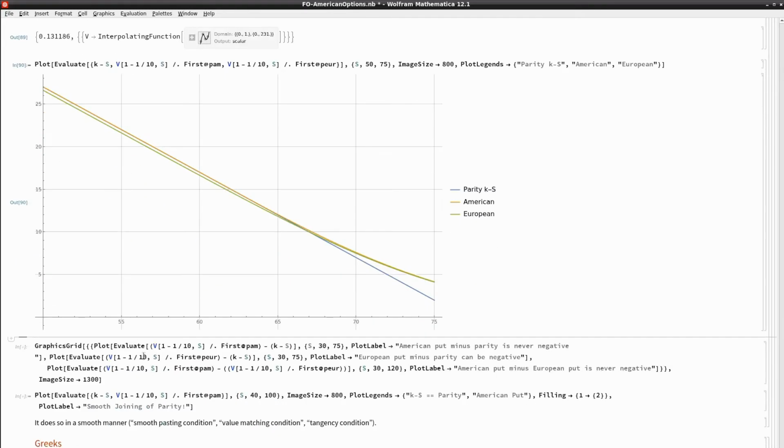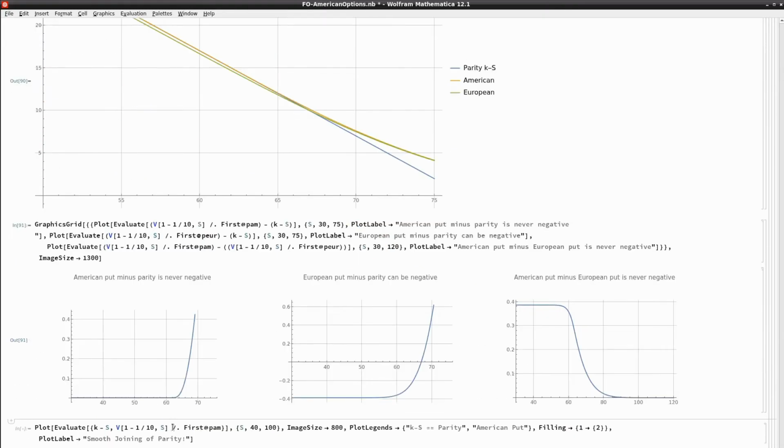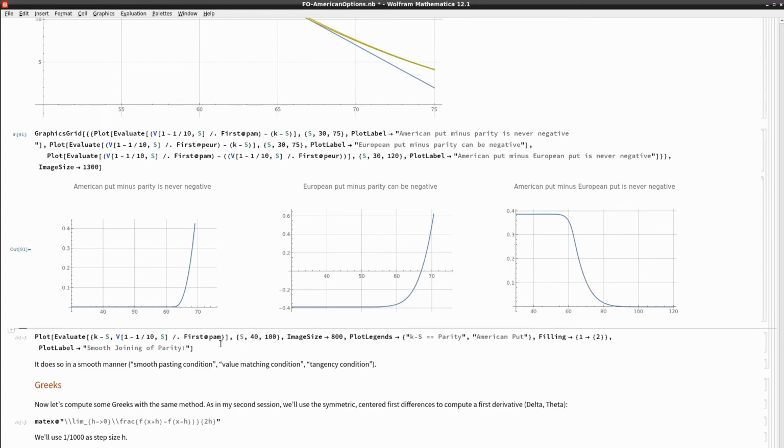Okay, so if we plot this here and specifically make it a comparison against parity, right? Here in the first one, we subtract K minus S as a difference. Then we have the American put minus parity is never negative, but the European put minus parity can be negative. And American put minus European put is never negative, right? That's equivalent to saying the American put is always at least the European put, as I said in the very beginning. Okay, so here we can verify that these pricing methods work correctly.